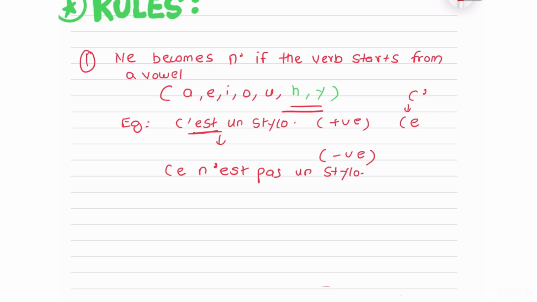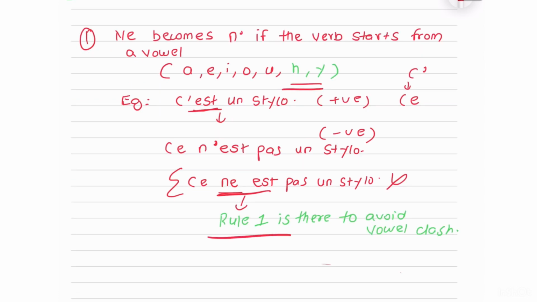I know it's pretty simple, but I'm telling it to you because some people write it the other way without realizing. This is wrong because there's a vowel clash over here, and we have rule 1 to avoid this very thing. Now we come to our second rule.